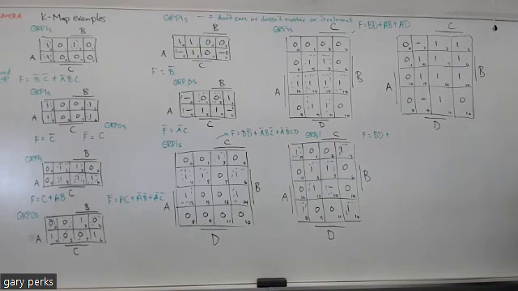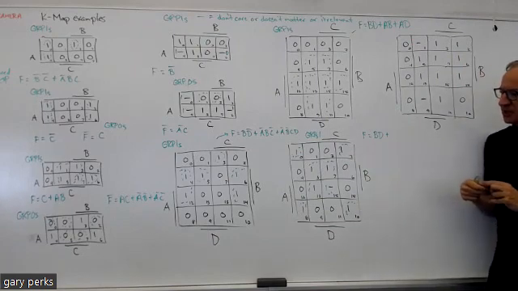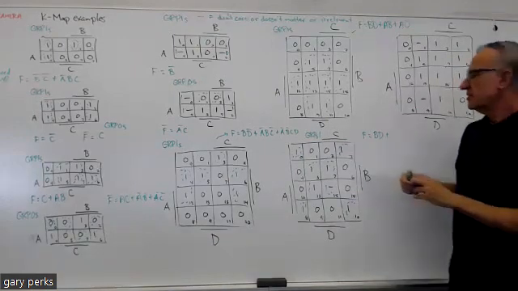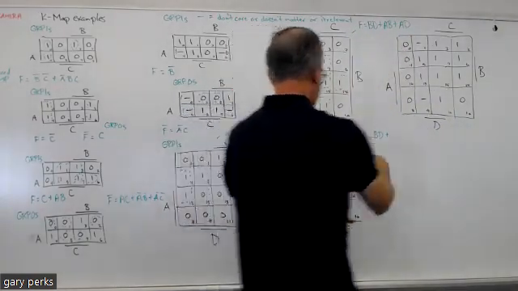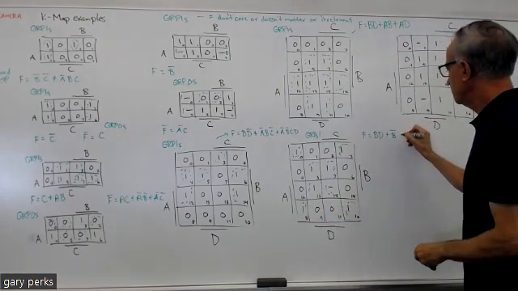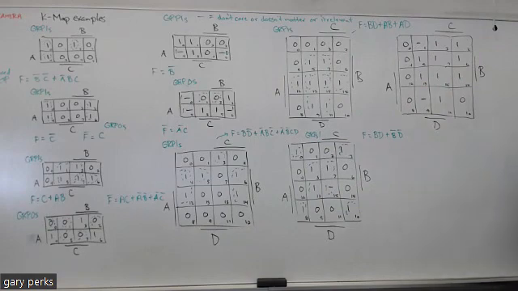So what term would that give us, these 4 corners? What's common to the 4 corners? Yeah, not B is common. This would be not B. Okay? All right, one more. Let's group zeros for this one.